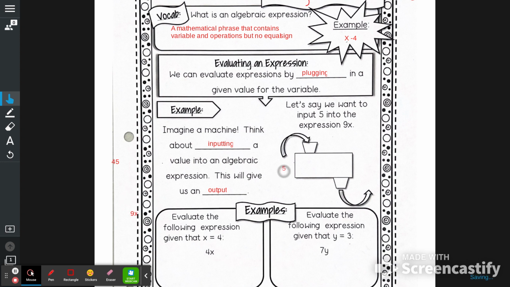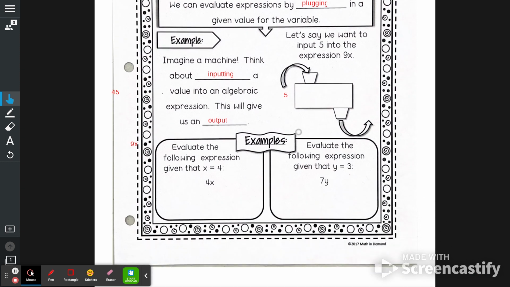So if I input a 5 into that machine, it goes in, and let's say that our expression was 9x. So we're going to input that 5 in with that 9x. It takes the place of that x, and then what comes out? Well, what is 9 times 5? It is 45. And we can go ahead and label our input and our output. You will start hearing me use those words now. And we can say that 5 is our input and 45 is our output.